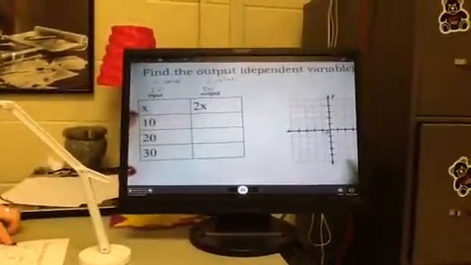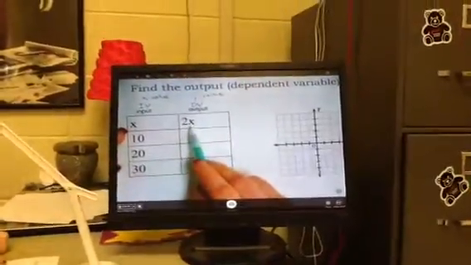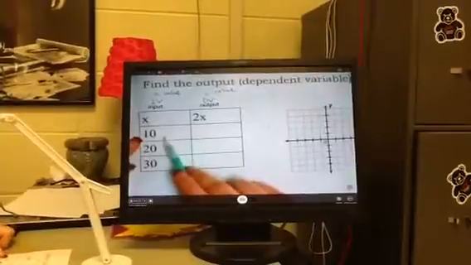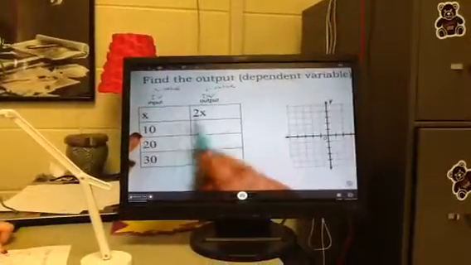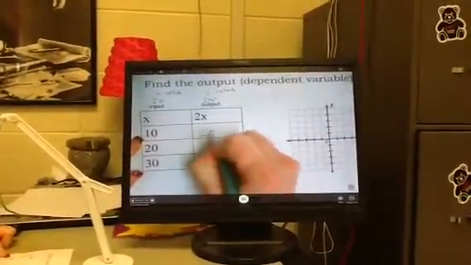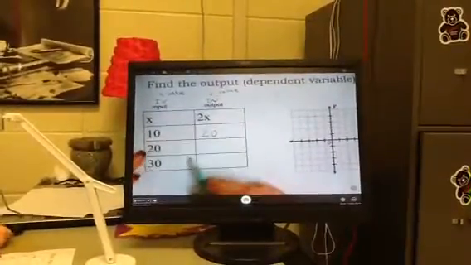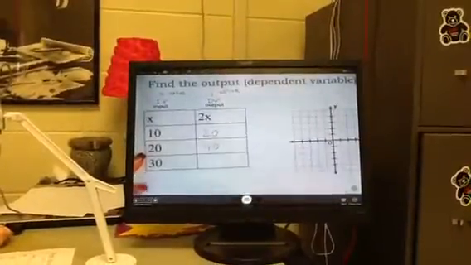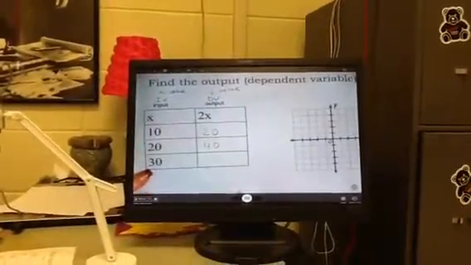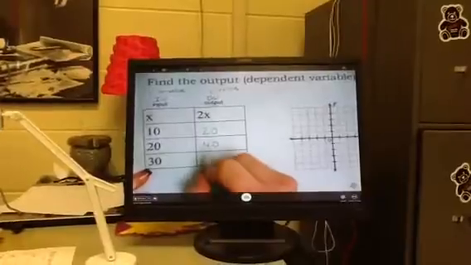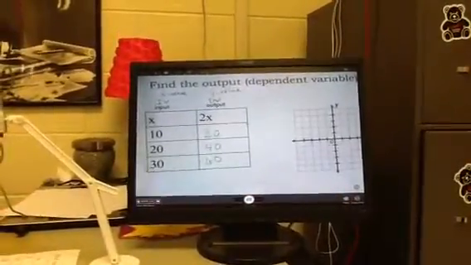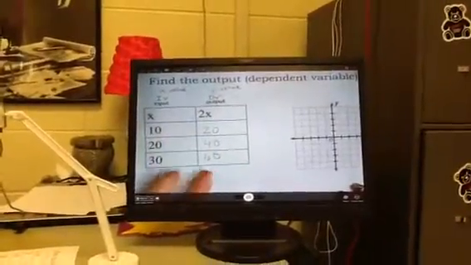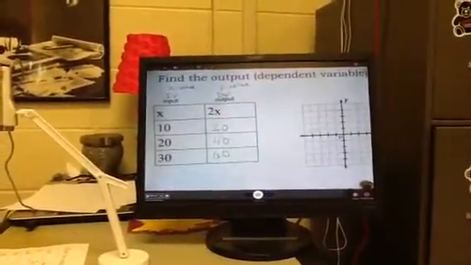So then if my input is x, my output I'm going to be doing a 2x, which means I'm going to be multiplying by a 2. So if I plug in this 10 for the x, 10 times 2 would be 20. This one, 20 times 2 is 40. On the last one, 30 times 2 is 60. So I have filled in my table with my independent and dependent variables.